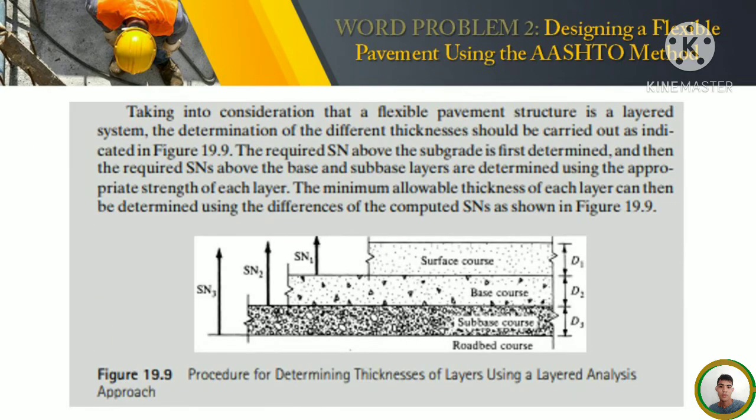Taking into consideration that a flexible pavement structure is a layered system, the determination of the different thicknesses should be carried out as indicated in figure 19.9. The required SN above the subgrade is first determined, and then the required SNs above the base and sub-base layers are determined using the appropriate strength of each layer. The minimum allowable thickness of each layer can then be determined using the differences of the computed SNs, as shown in figure 19.9.